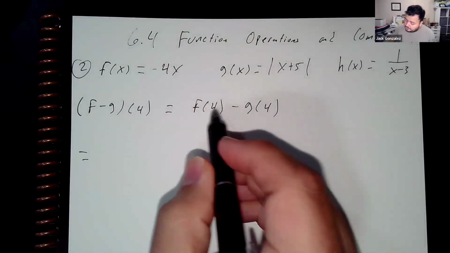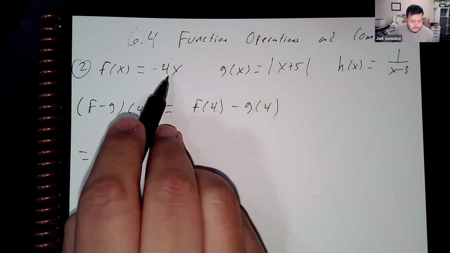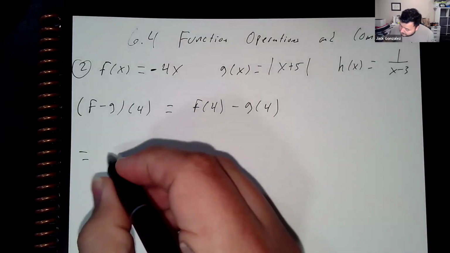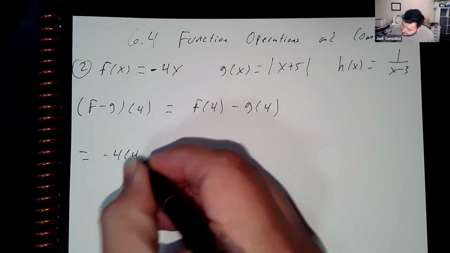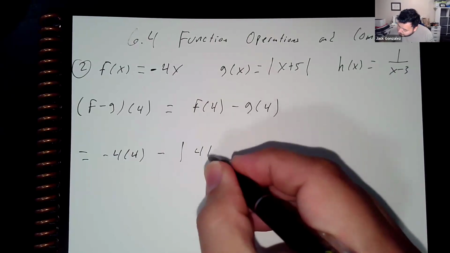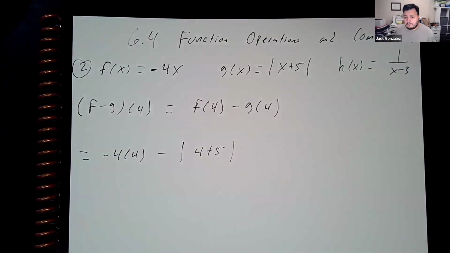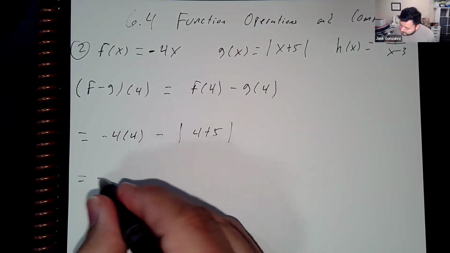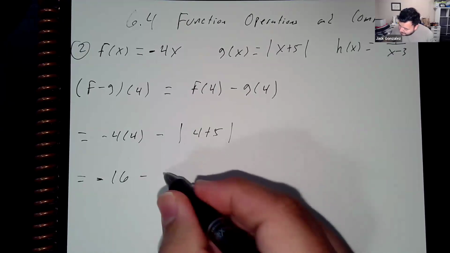So f is right there. It's a negative 4, right? Yeah. So plug in the 4, subtract the g. That'll be negative 16 minus 9.